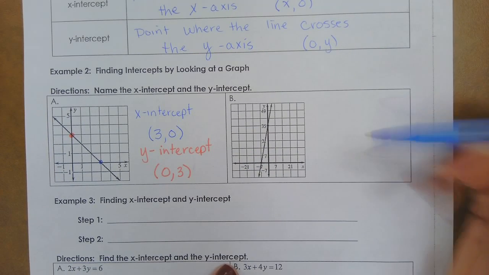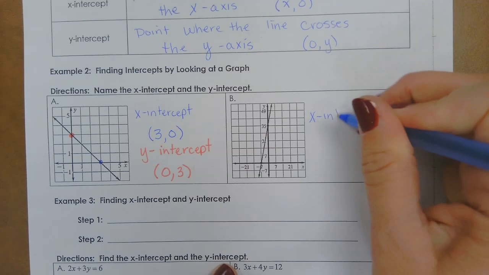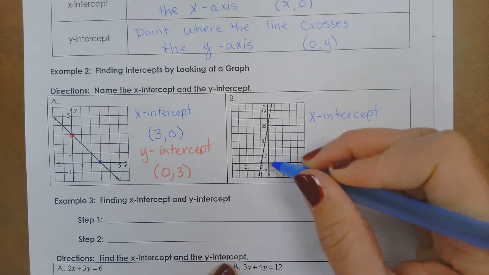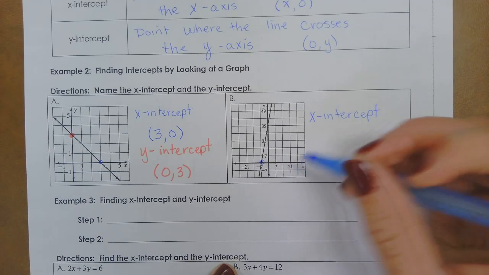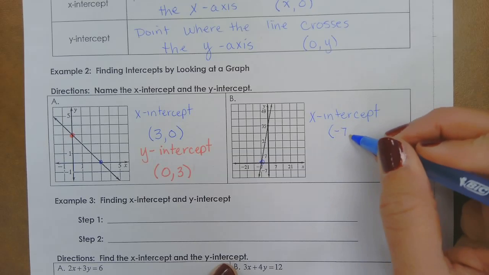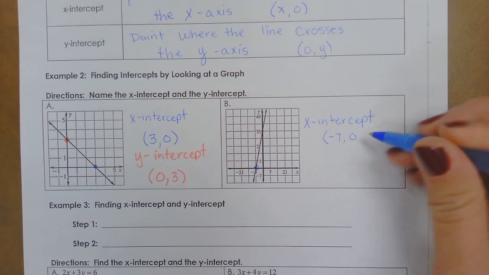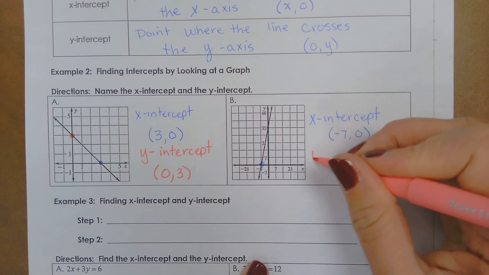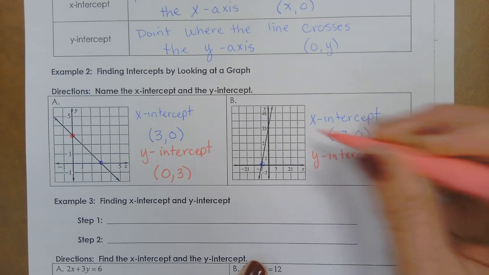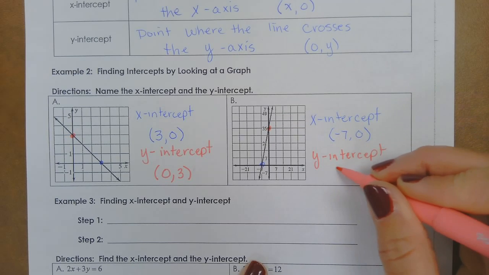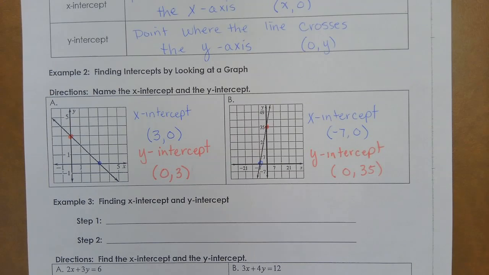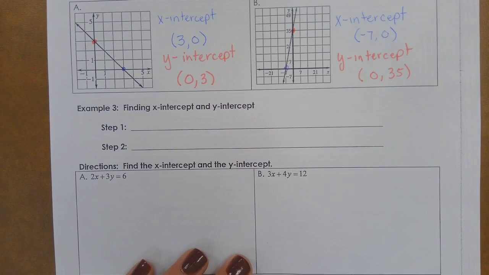Okay, for the other one, we'll do the same thing. The x-intercept is going to be where it's crossing the x. And so it's -7, 0. And where it's crossing the y is 0, 35. Okay, so that's fairly simple.